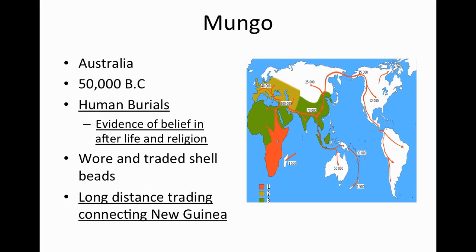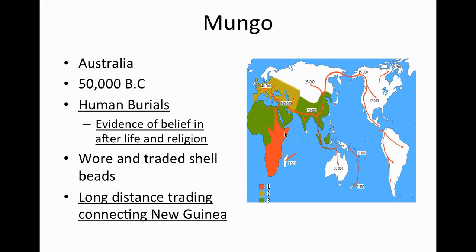All right, Mungo. The Mungo people were another one of these Paleo groups, small groups. They established themselves in Australia around 50,000 BC. We do believe that they were very spiritual because archaeologists have found evidence of human burial, so there was this belief in afterlife and religion. And I think what's interesting is that we do believe that the Mungo did travel into New Guinea, these islands up here. This is New Zealand. So they were travelers. Maybe they didn't travel to Africa, but they did travel around this region. So those are the Mungo people.